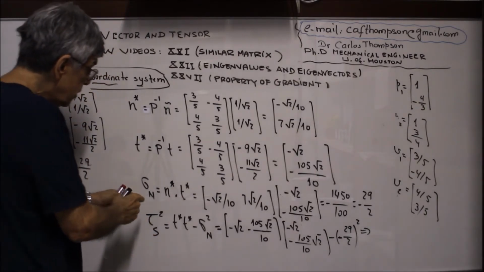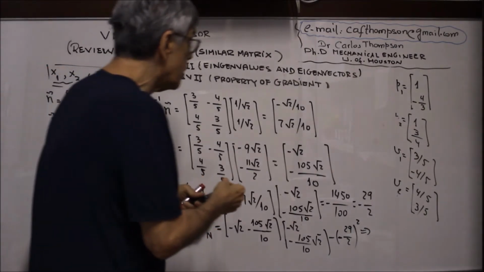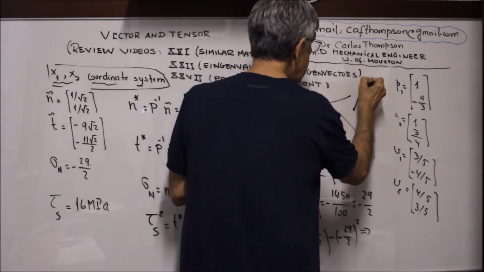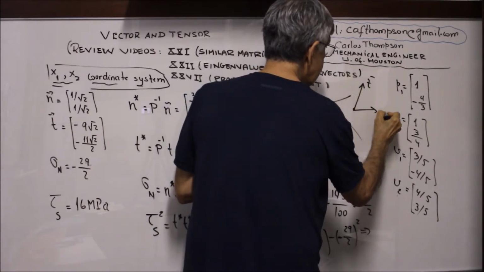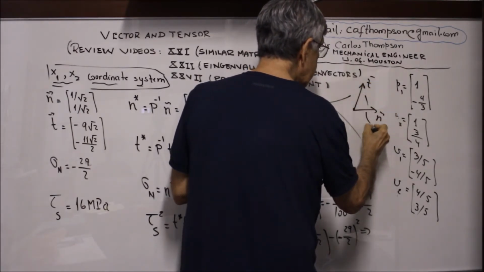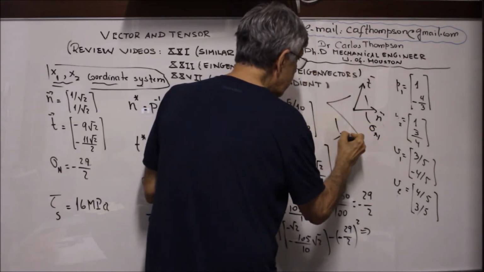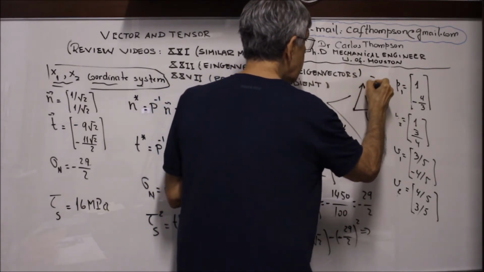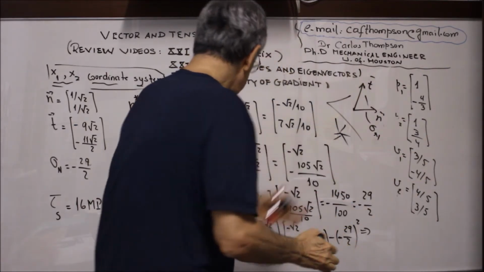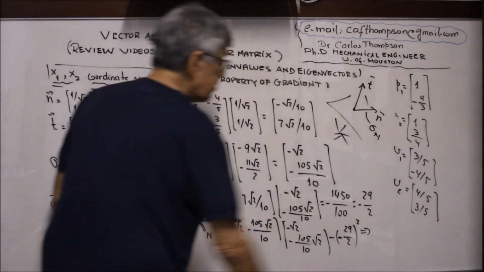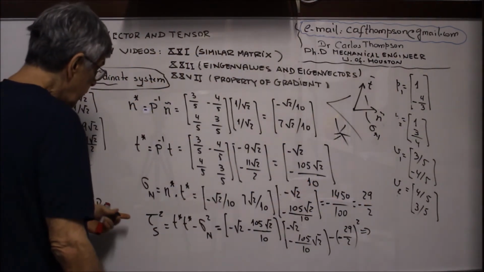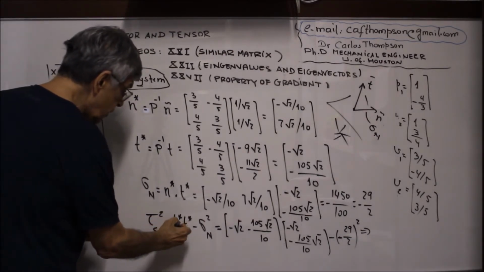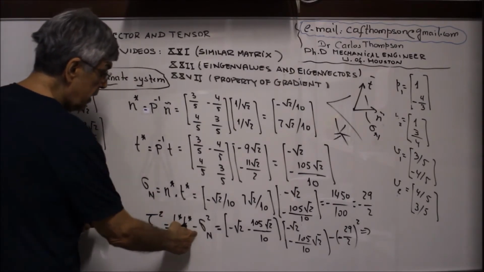Now, sigma n doesn't change. Look, if you have a surface here, you have T, you have N. The projection will be sigma n. You see? You can use any coordinate system. So this vector here will not change. So sigma n must be the same. So this is minus 29 over 2. And the same for tau s. Tau s is the magnitude of T asterisk minus sigma n.